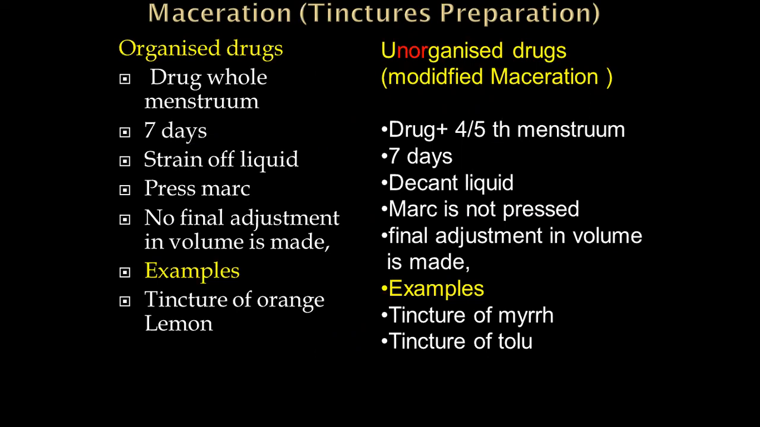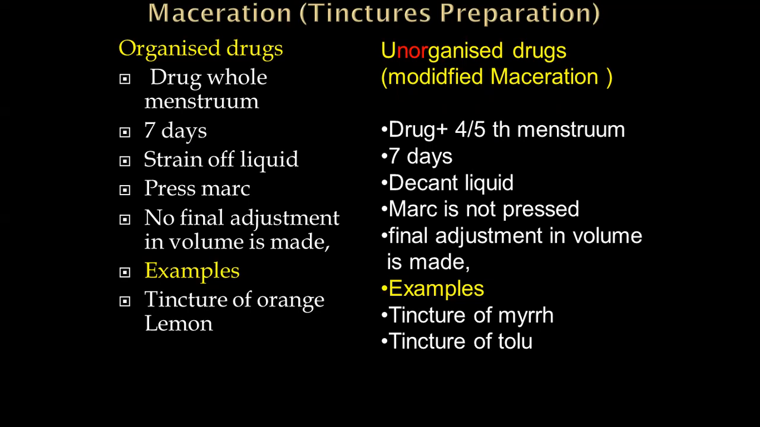So for the organized drug, whatever the volume of menstruum, the whole volume of menstruum, you just pour it into the beaker. For doing the maceration process, we don't require any specialized apparatus. A normal beaker is enough to perform the maceration process. You take a beaker, add the raw material which you want to extract, and then pour the menstruum. Menstruum is nothing but a solvent.